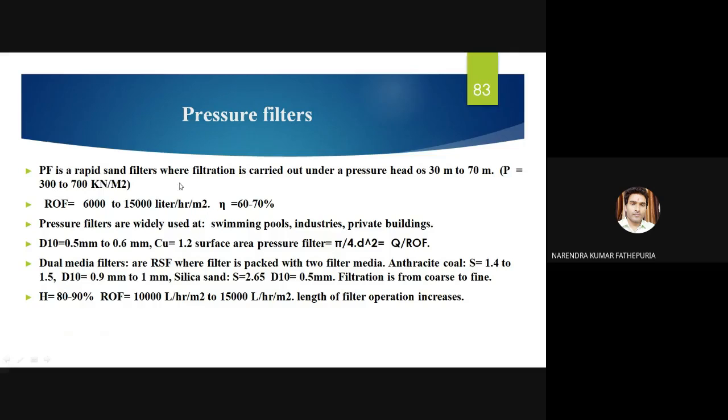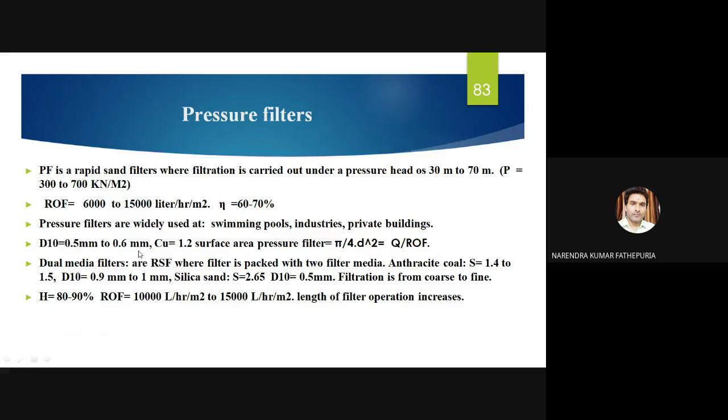And in a pressure filter, the filtration happens under a pressure head of 30 meter to 70 meter, meaning 300 to 700 kilonewton per meter square pressure head you have to maintain in the pressure filter. Pressure filters are widely used in swimming pools, industries, and private buildings.